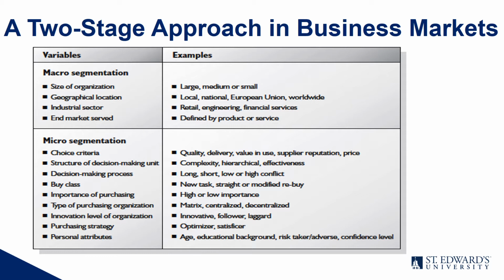Micro-segmentation. Variables to consider are choice criteria, structure of the decision-making unit, decision-making process, and overall, the rest of this really does mean how do they purchase and how do they overall make their decisions in their organization. You want to learn more about who are the decision makers, who do you market to, how do you segment and target marketing towards the right individuals in the business to provide the overall value of your business to them from a business perspective.